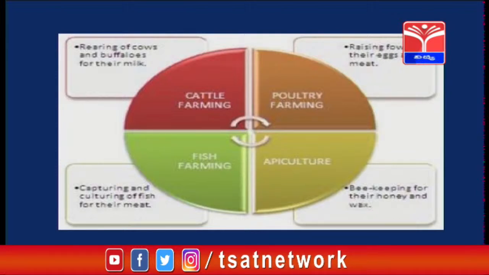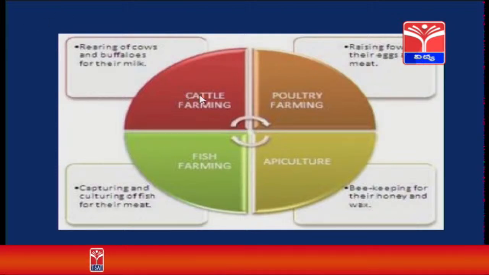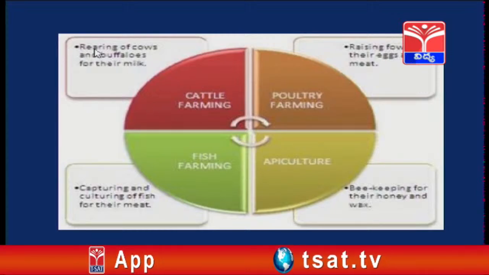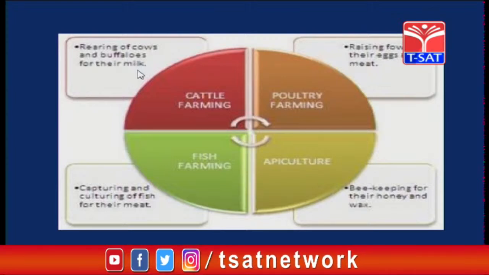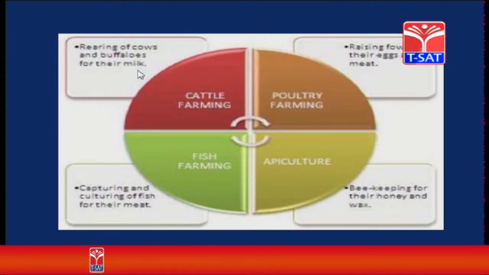It includes different types. So, what are the different types? Cattle farming, which we have already seen in the last class. It means rearing of cows and buffaloes. For what purpose? For milk. Not only for milk, it also helps in giving meat, leather, and bones which help in production of fertilizers, and also it gives biogas which acts as a fuel, that we have seen in the last class, isn't it children?